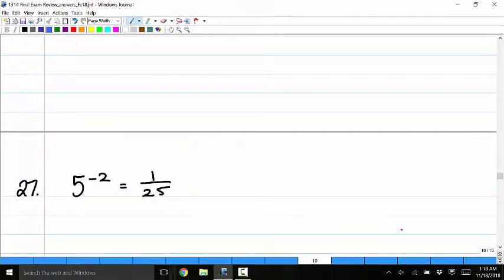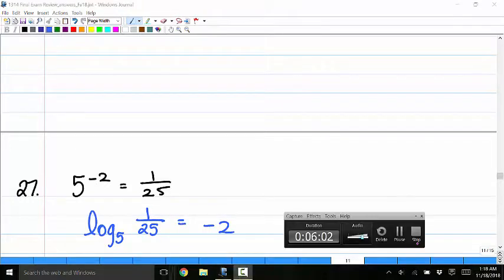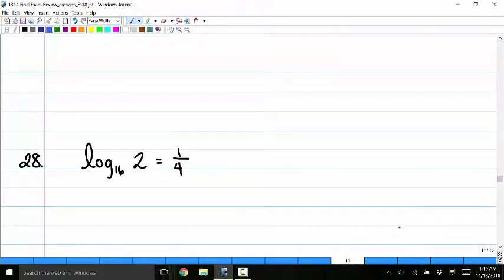Number 27, given that 5 to the negative 2 equals 1 over 25, that's in exponential form. I want you to convert that to logarithmic form. You're going to write log base 5 of the number 1 over 25 is equal to negative 2. Number 28, if I give it to you in logarithmic form, log base 16 of 2 equals 1/4, and you have to put it back into exponential form, you're going to have 16 to the 1/4 is equal to 2.